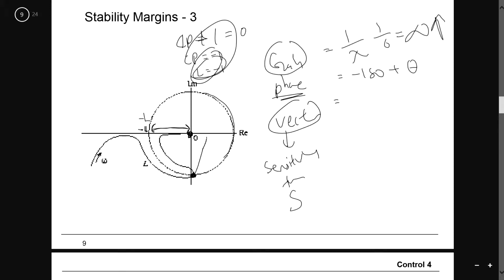From here to the origin, this is simply theta, right? This angle is theta. So minus 180 degrees plus theta. I think theta is about 90 degrees. So we have minus 90 degrees. So we have approximately this amount of phase margin before we go to instability. Therefore the phase margin is very high, which is good. We are very stable. But let's take a look.